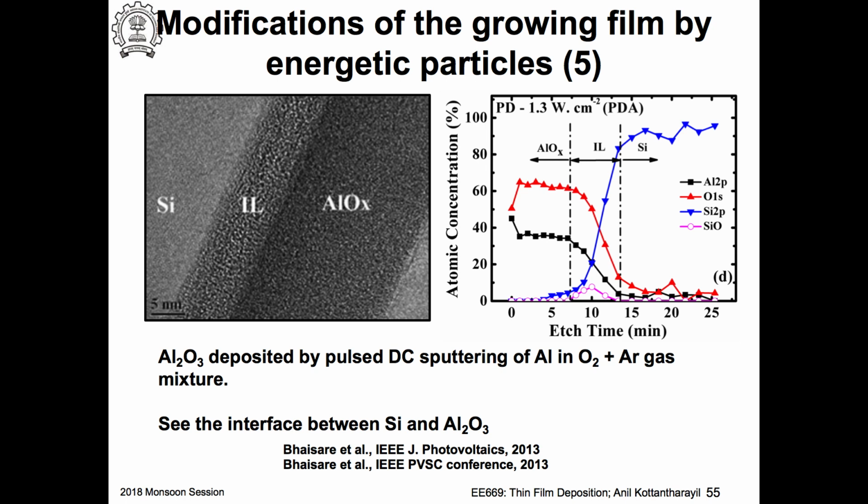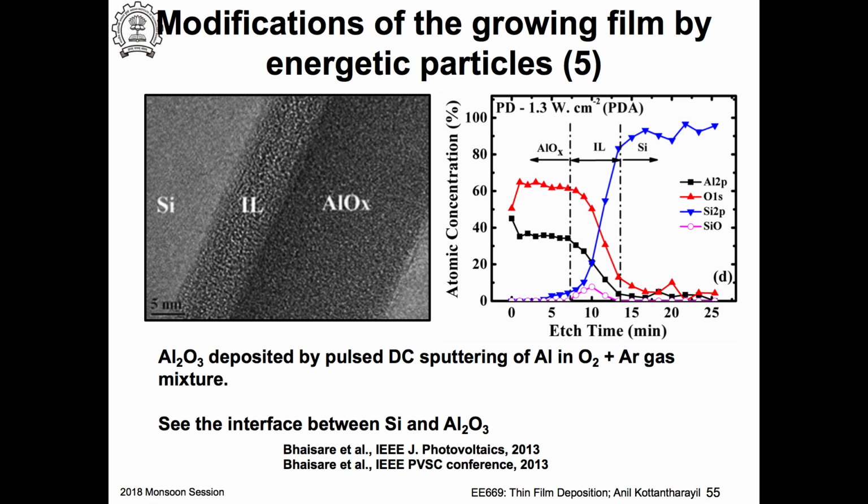Okay, so the other is the modification of the growing film by energetic particles. The other example is here. This is one of my PhD students who was working on deposition of aluminum oxide for passivation of silicon for solar cell applications, and she used a pulse DC sputtering process. So this is your silicon substrate, and this is the deposited film. And you see something here in between, which is a slightly different contrast.